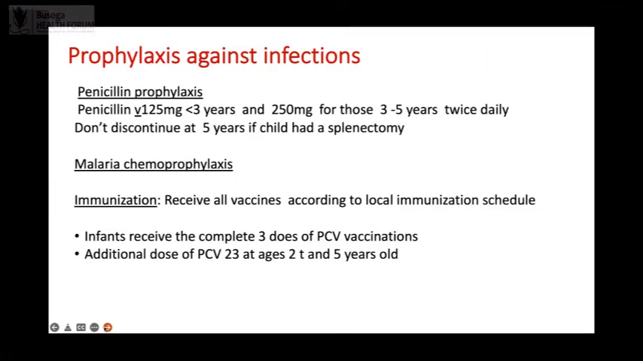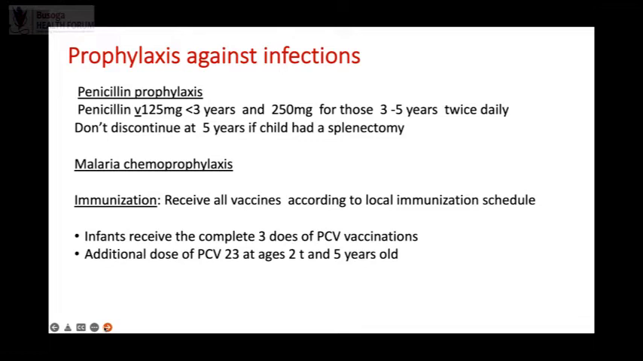Okay, then we give prophylaxis against infections. Children and adults with sickle cell disease are at a high risk of getting, especially bacterial infections against encapsulated organisms, because their spleen loses functionality very, very early in life. About 5 years of life, they really don't have a functional spleen. Therefore, we protect them against infections by giving them penicillin prophylaxis.